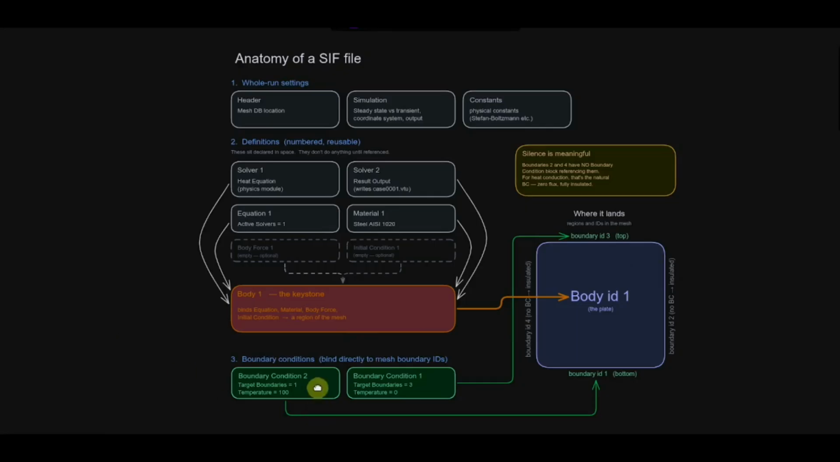And below it, the boundary conditions. These don't go through the body, they bind directly to mesh boundary IDs, not to body IDs. Different namespace, same idea. That's the whole structure. Whole run settings at the top, reusable definitions in the middle, bindings at the bottom, and we are going to walk through the file in that order, and we'll come back to this diagram a few times along the way.